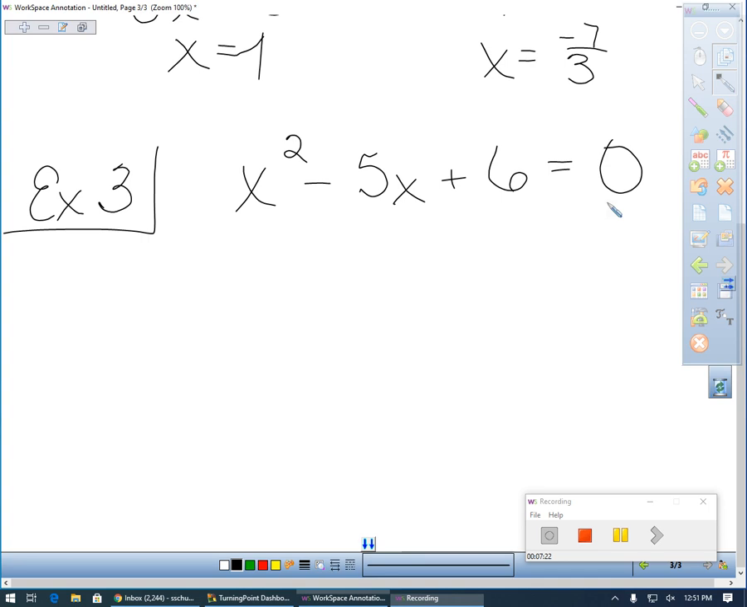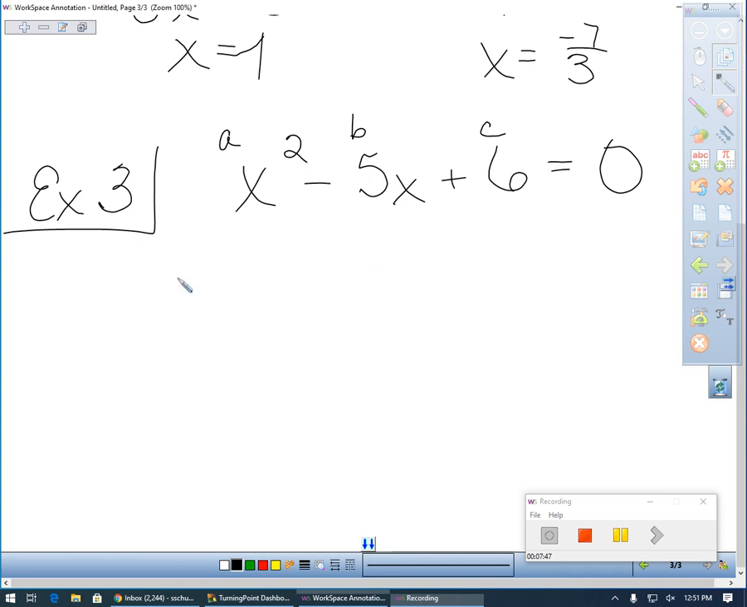There is a b term, so we can't use the square root method, right? Or you could do the quadratic formula. Which one do you guys want to do? You want to do the quadratic? Okay, we can do the quadratic. So remember that this is A, this is B, and this is C.